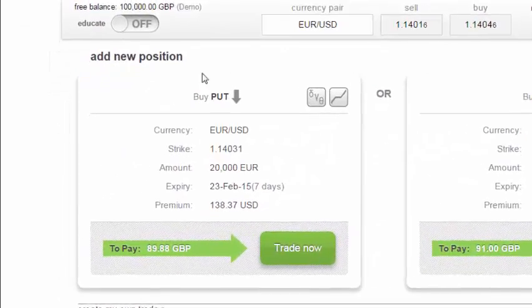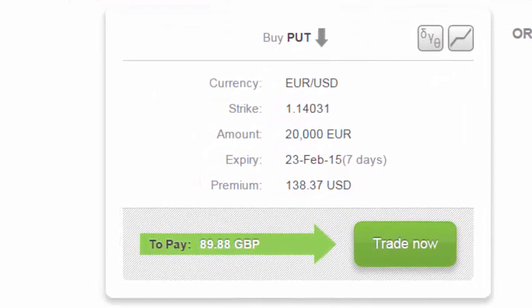Now let's just have a quick look at the put option. This is the ticket on the left-hand side. Again, this allows you to reserve a rate in the market, but this time you're reserving a rate to sell. Here you can see that the strike rate to sell is 1.1404. Hence, if I buy this option, I will have reserved a trade to sell 20,000 euros at 1.1404 over the next 7 days. And this will cost me around $138.